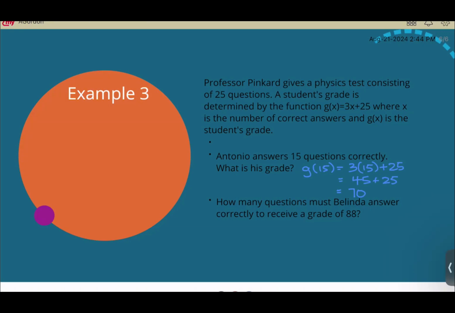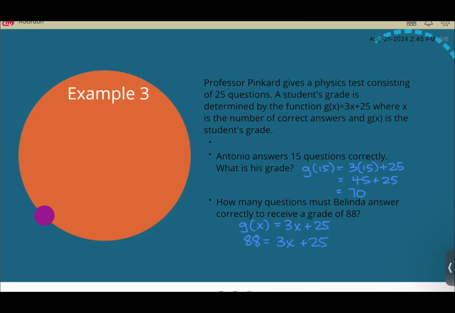In the second part, they're asking how many questions Belinda needs to answer correctly to receive a grade of 88. So this time they're telling me the grade and they're asking me to find the number of correct answers that she needs. So they are telling me y or g of x and they're asking me for x. So we want g of x to be 88. So I'm going to replace that whole side of the equation with 88. And then I need to figure out what value for x would make this true. So we're solving this equation for x, trying to get x by itself.